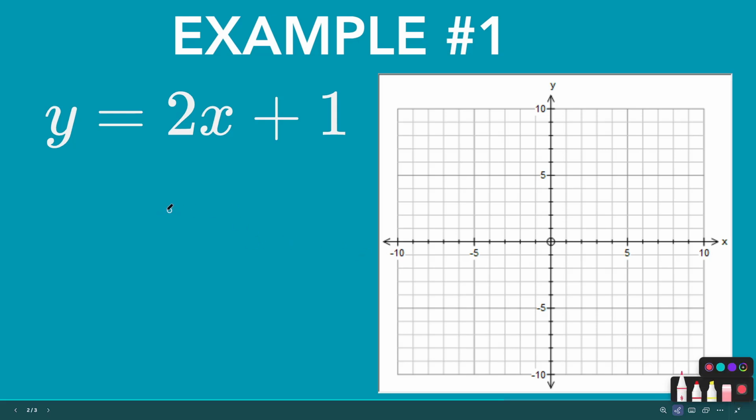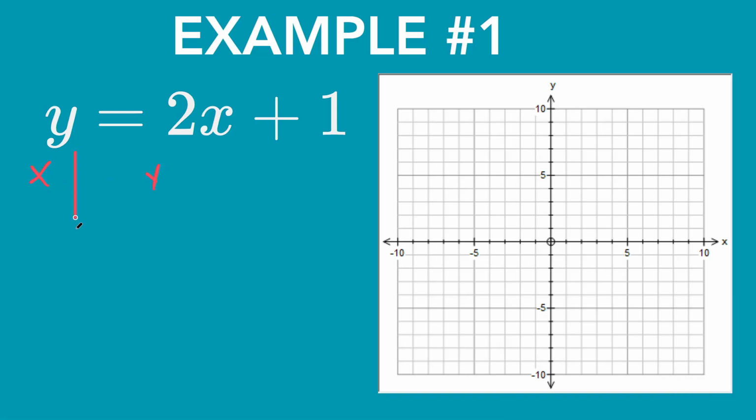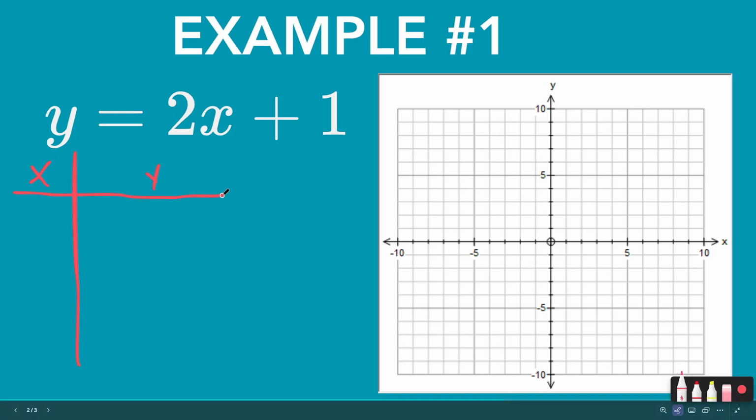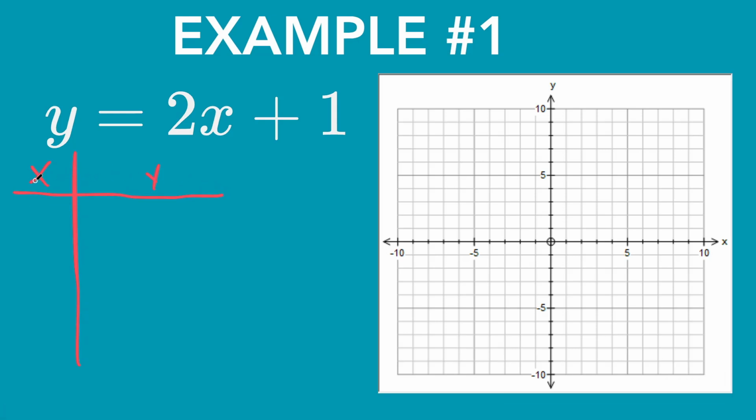The first thing we want to do is create our table of values. You want to create a column for x and a column for y. What we're trying to do is substitute x values into this equation in order to get y values, which will be the points on our graph. So to start, we should first pick some x values. We can pick -1, 0, 1, and 2. Generally speaking, you only need 3 points in order to have a complete line, but I'm doing 4 just to ensure that we don't make any mistakes.